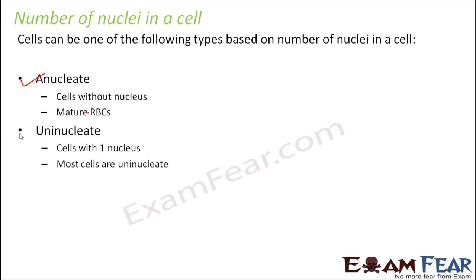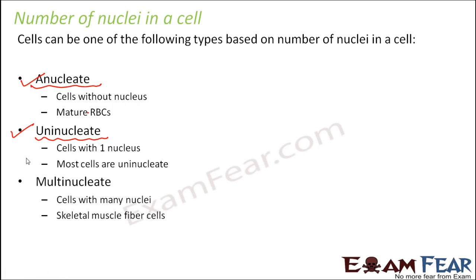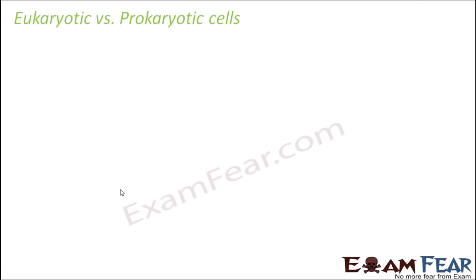Again, there are other types of cells which have only one nucleus, that is uninucleate. Uni means one. So uninucleate cells, now most cells which we see around us, they are all uninucleate, that is with one nucleus. And the third type is multinucleate, that is a cell with many nuclei. One such example would be the skeletal muscle cells, the muscle cells with striations. There we have multiple nuclei in a single cell. So depending upon the number of nuclei, a cell can be anucleate, uninucleate or multinucleate.